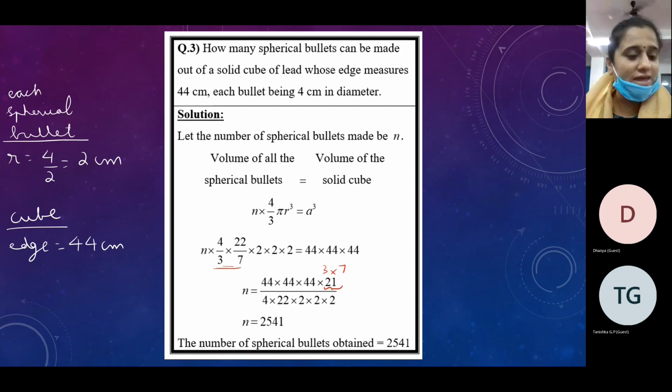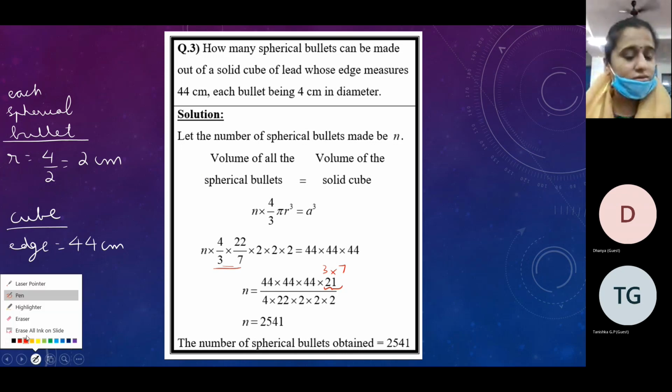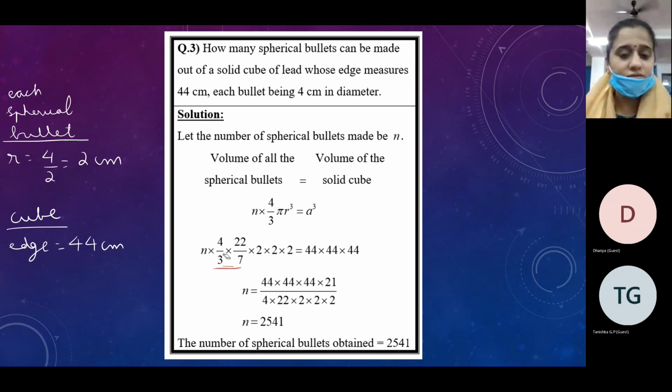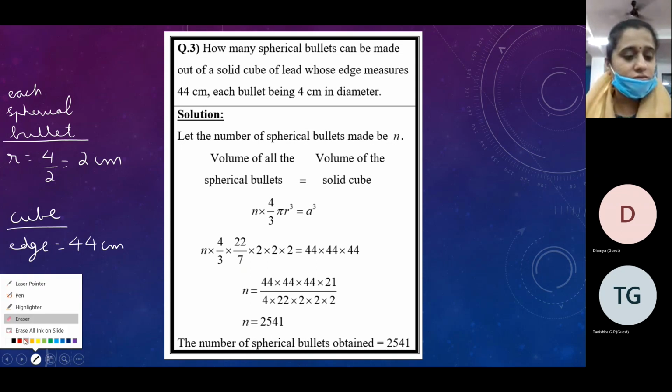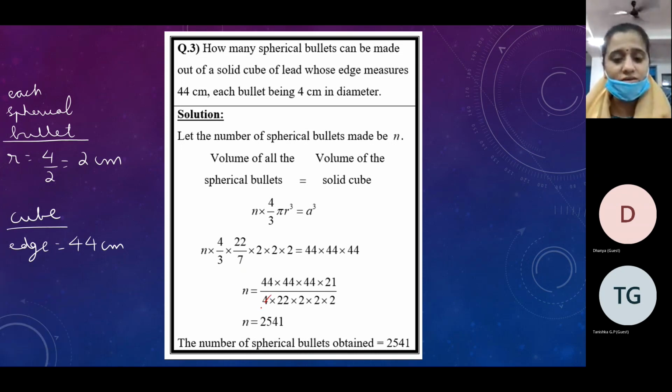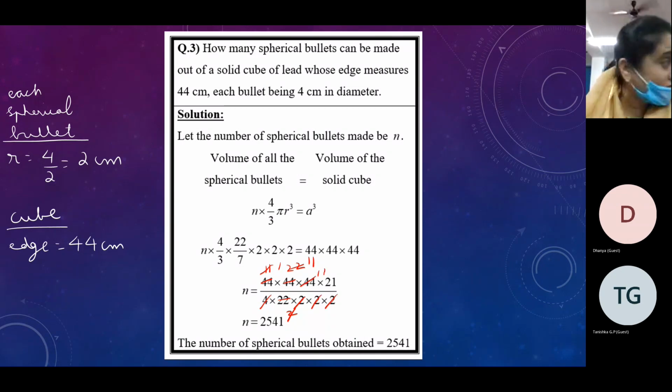Arjun, you have trouble with cancelling, is it? Simplifying? Yeah, we'll do it together. See here. Let's start here. 4 ones are 4, 4 11s are 44. 11 ones are 11, 11 twos are 22. Then again, 2 ones are 2, 2 11s are 22. Then you can cancel this, 2 twos are 4, right? And 4 11s are 44, correct?